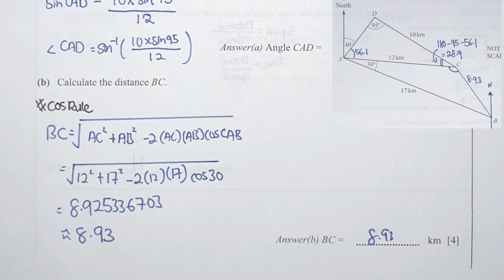Moving on, I'm trying to identify the distance of BC using the cosine rule, since we already have two sides and one angle. Filling up the blanks and everything. After the calculation, you get your results as 8.93.